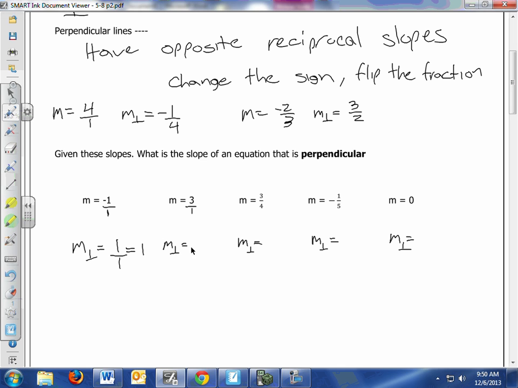What did you get for the second perpendicular slope? Perfect. Third one. Perfect. Fourth one. Good. 5 over 1, which I want you to change to 5. 5 over 1 is just 5. Did you get the perpendicular slope of 0? -1/0. -1/0 is correct.